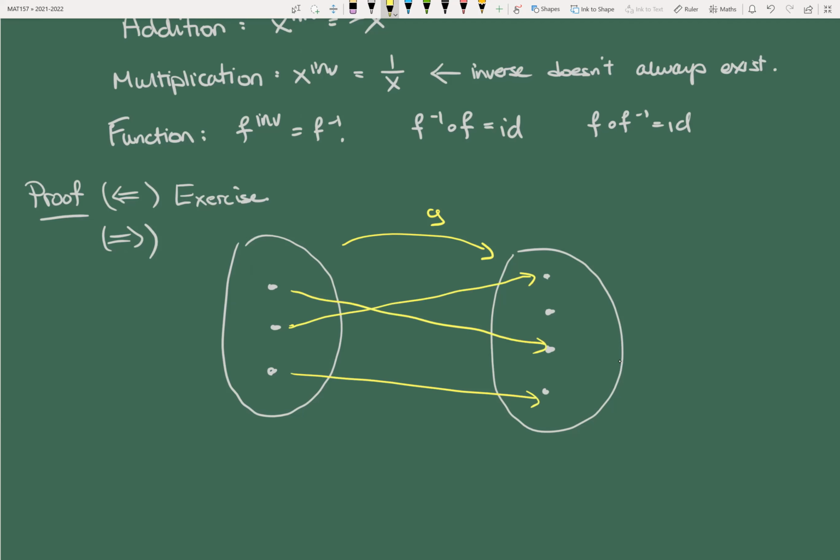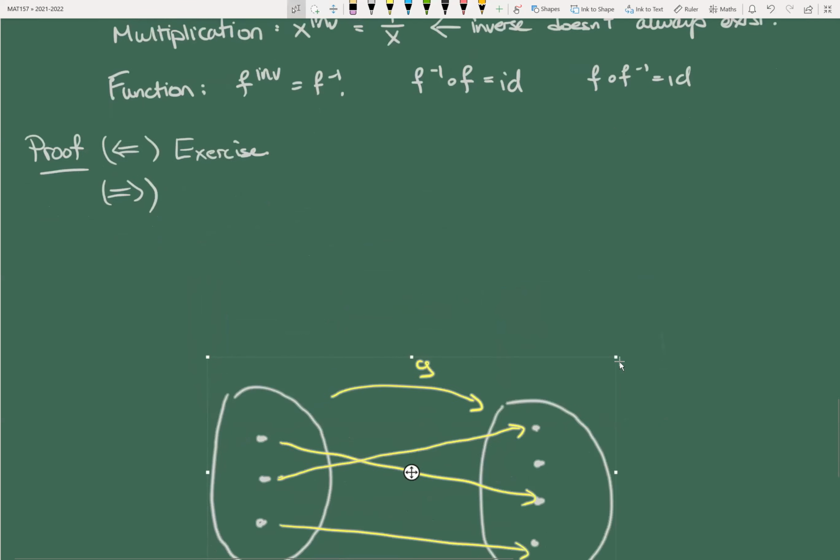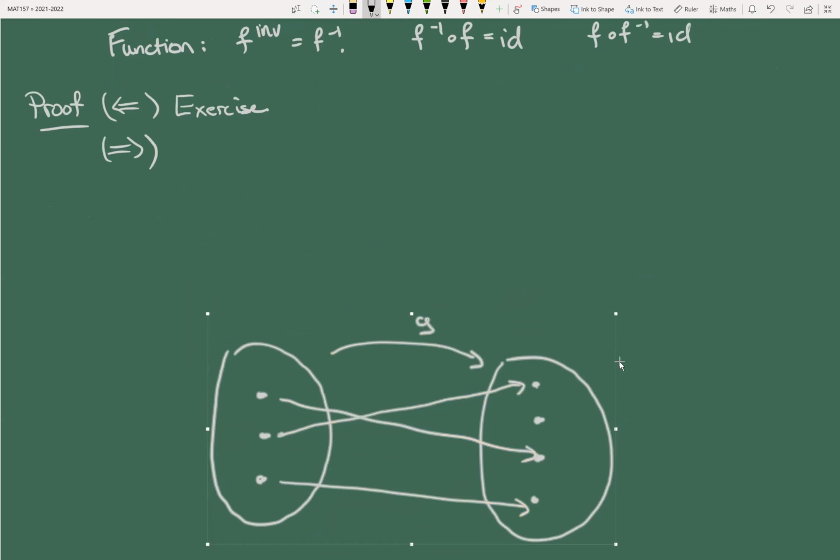Could you outline what we're assuming? Oh yeah, you're absolutely right. You know what? I didn't do that, and I said I would. So you're absolutely correct. Maybe let me move this down here. Okay, so in this direction, we're going to assume that the function is injective.